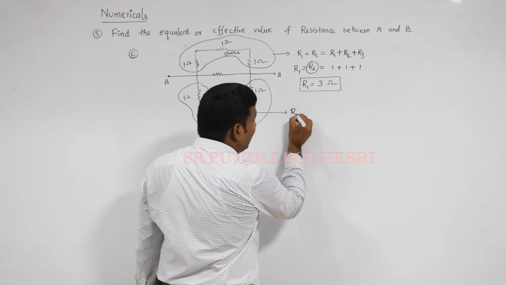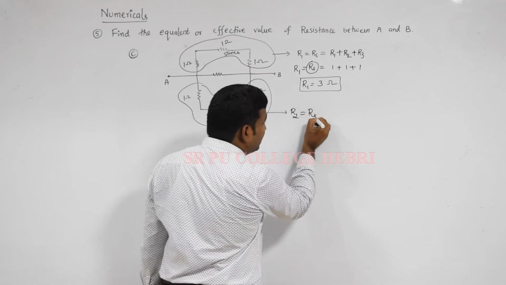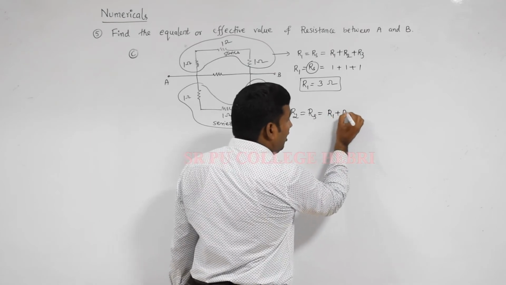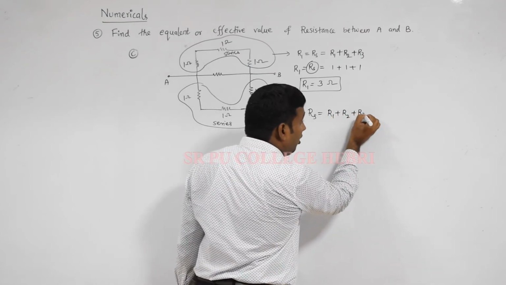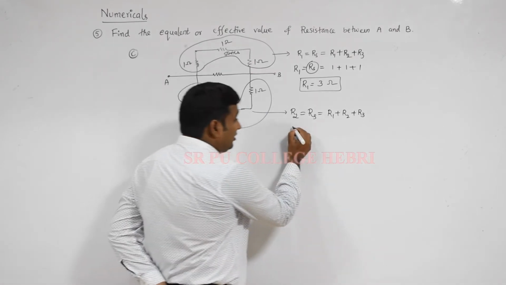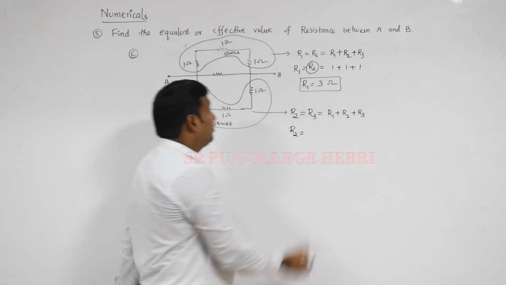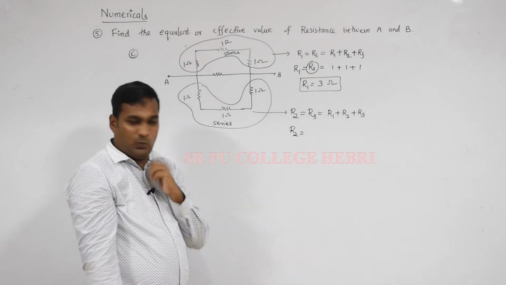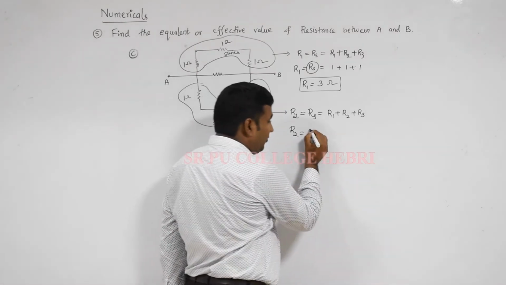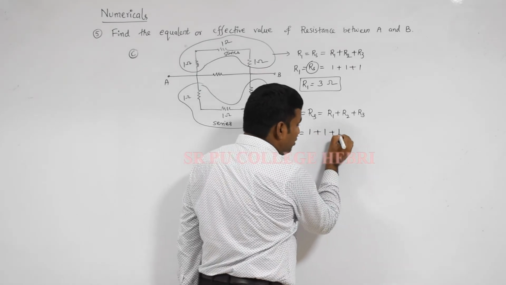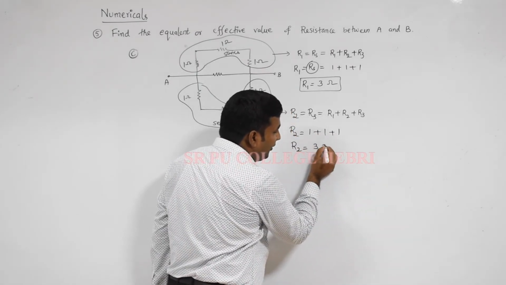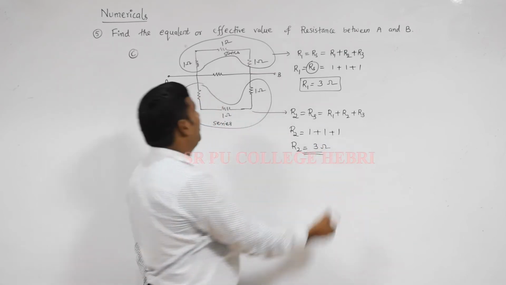Similarly, these three are also connected in series. I name that as R2. The formula for RS is R1 plus R2 plus R3 and so on up to Rn, if n number of resistors are connected in series. That becomes R2 is equal to, what is the value of R1 given here? 1 ohm. R2 given here is 1 ohm. R3 given is 1 ohm. It becomes 1 plus 1 plus 1. What is the answer I got here? 3 ohm. I got the answer equal to 3 ohm.